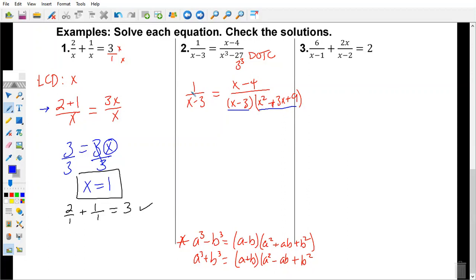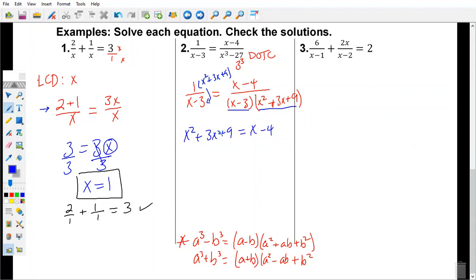So what that means is I'm going to have to multiply 1 times x squared plus 3x plus 9. Okay, now once I multiply 1 and also your denominator, the denominator no longer matters because the denominators are going to be the same. So all I have to do is focus on the numerator. So we have x squared plus 3x plus 9 equals x minus 4.